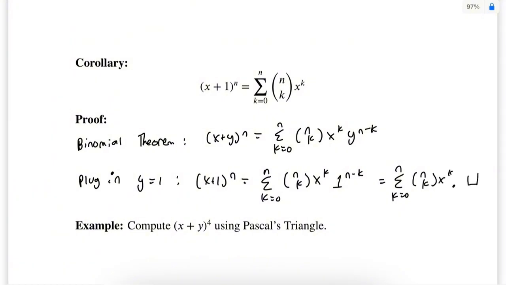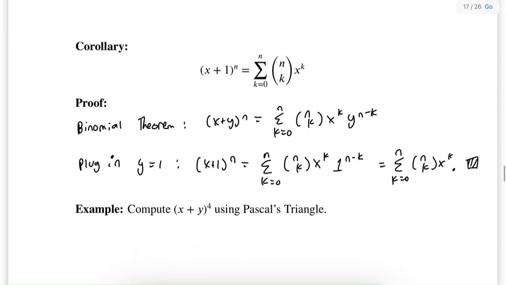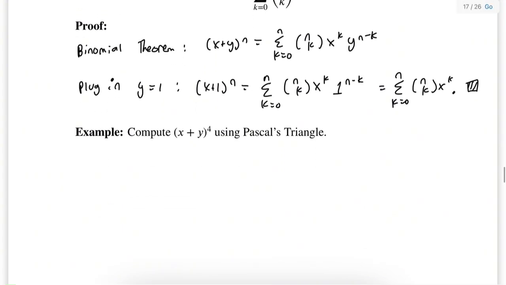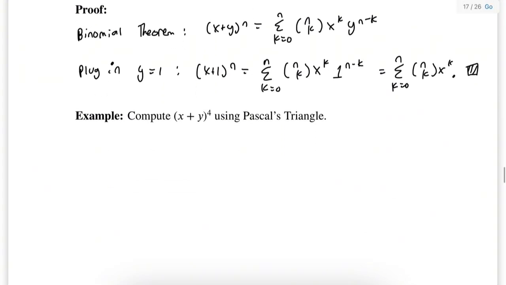Okay, you may wonder why I even bothered writing this down. It's because it's sometimes useful to have. It's maybe just nice to remember that (x+1)^n has this nice property that the coefficients are literally just binomial coefficients. That makes this a nice polynomial. But let's get into some examples now to see how this is useful.